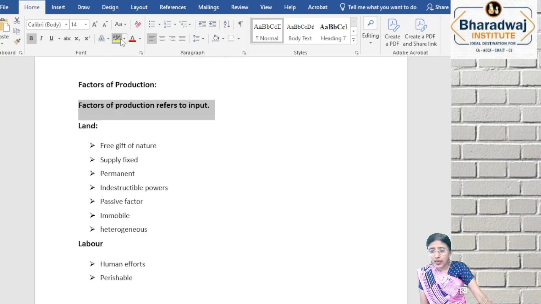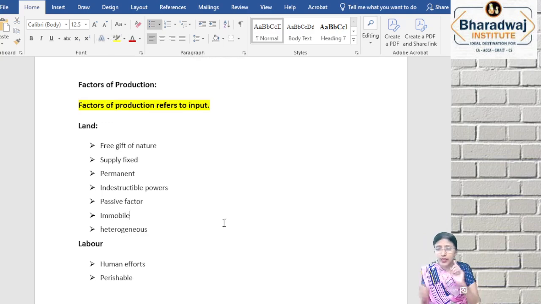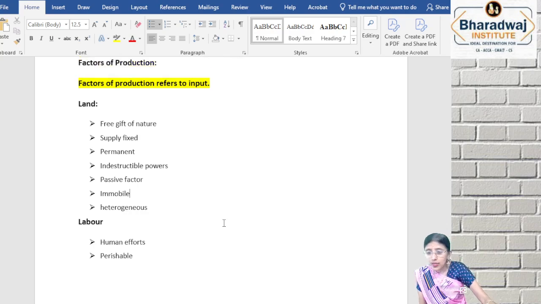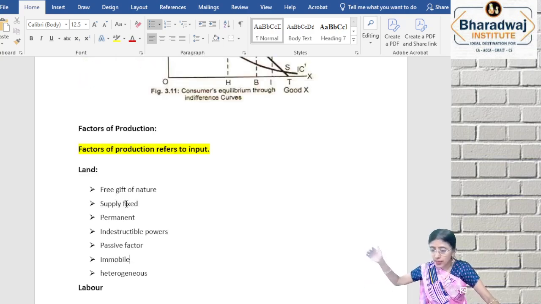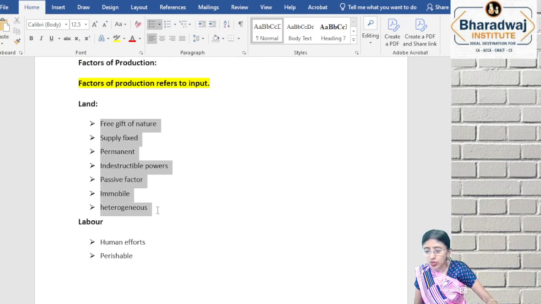Now look at this. Factors. Day one you did one exercise, you remember, matching the factors of production with the factor rewards. Land, rent; labor, wages; capital, interest; organization, profits. Now, this is one intricate question they can ask: the features of each of the factors of production.